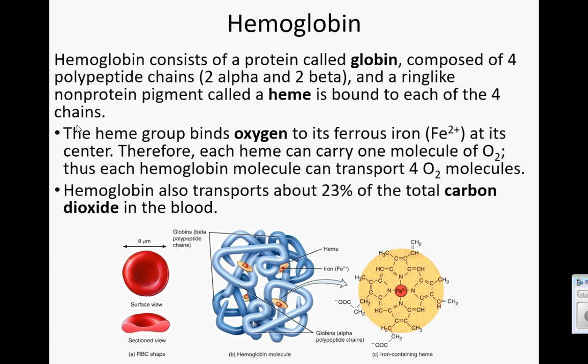If we zoom in on letter C to show you what a heme looks like, at the dead center of it is a ferrous iron, Fe2+, which is what actually binds with an oxygen molecule. And since there are 4 of those, and each one can carry one, a singular hemoglobin can transport 4 oxygen molecules. 98% or so of our oxygen in our blood is carried by hemoglobin. Only about 23% of our carbon dioxide is bound to hemoglobin. So not nearly as high in percentages for carbon dioxide as oxygen.